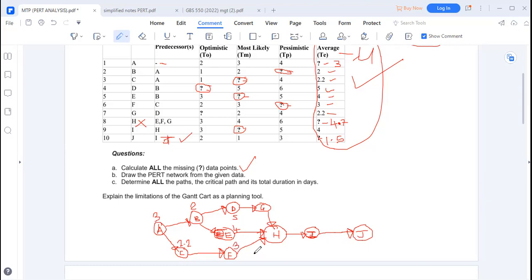Then for G, we have a 2.2. Then getting down to H, we have 4.7. Then I, we have a 4. And then J, we have 1.5.